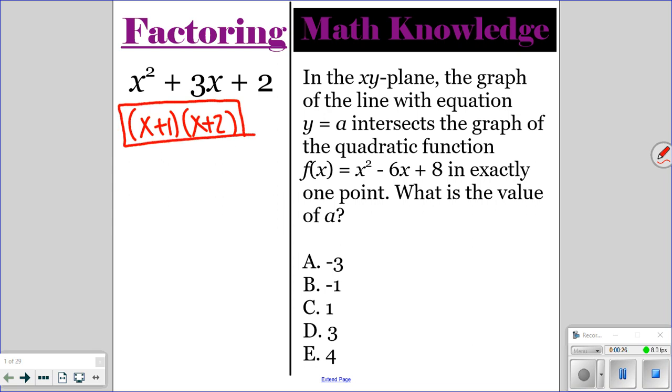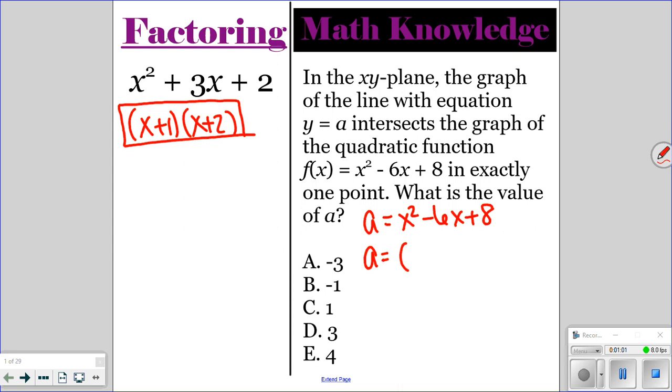For the math knowledge question, we have a graph that intersects with y equals a and a quadratic. And we want to know where they intersect in exactly one spot. So where does a equal x squared minus 6x plus 8? So basically, we are going to try and figure out what our x value is for our vertex, and then we'll go from there to find our a.